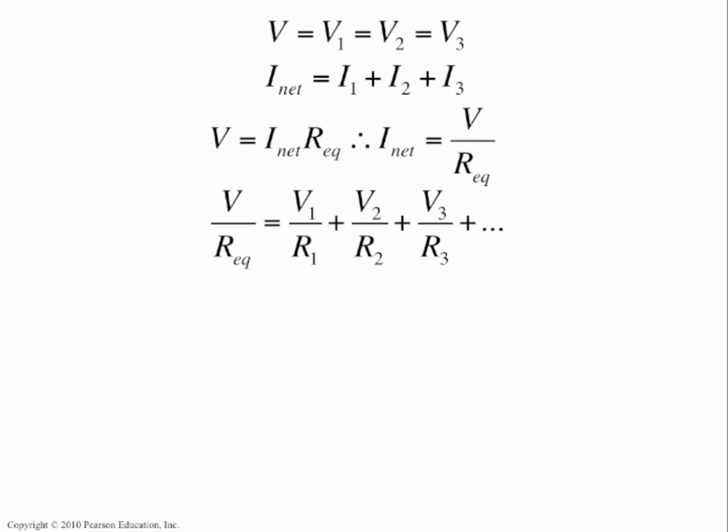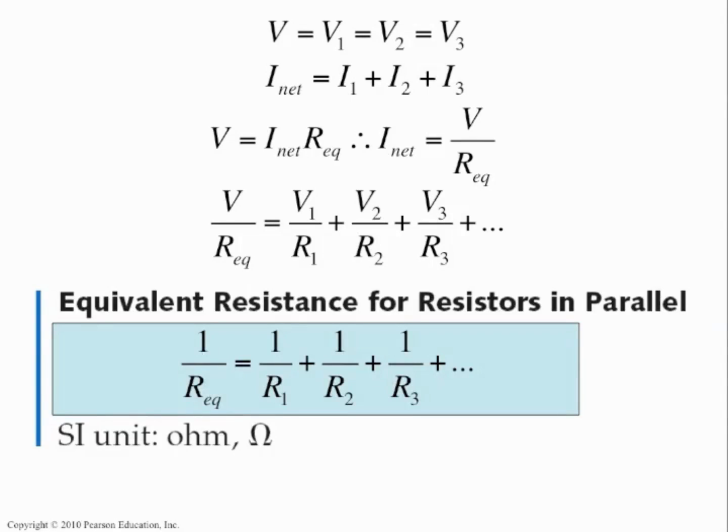And then we can write I1 as V1 over R1, and I2 is V2 over R2, and I3 is V3 over R3. And once again, since V equals V1 equals V2 equals V3, we can cancel all those and end up with 1 over Req equals 1 over R1 plus 1 over R2 plus 1 over R3. And this is the formula for equivalent resistance for resistors in parallel. When you connect resistors in parallel, your equivalent resistance is going to be smaller than any one of the contributing resistances.